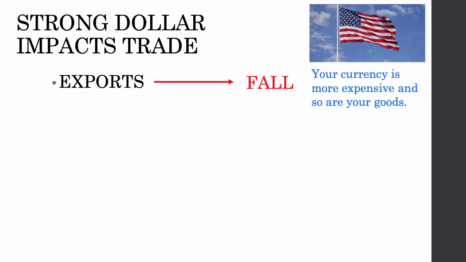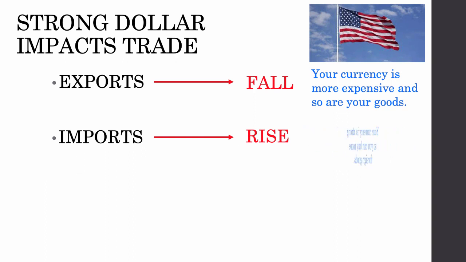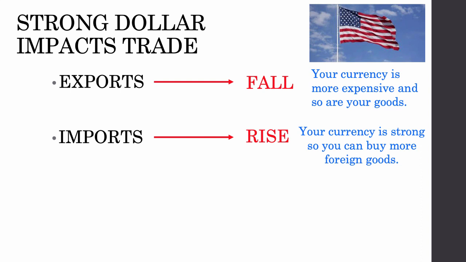Basically, your currency is more expensive and so are your goods. In terms of imports, however, the dollar is stronger, which means it can buy more Mexican pesos, which means you can buy more Mexican goods. That means you're going to import more from Mexico. So your currency is strong and you can now buy more goods from other parts of the world.